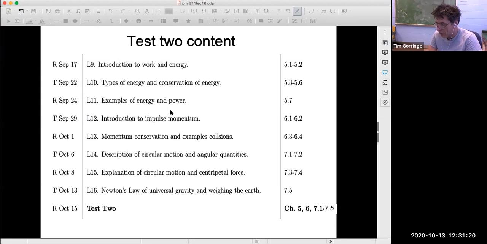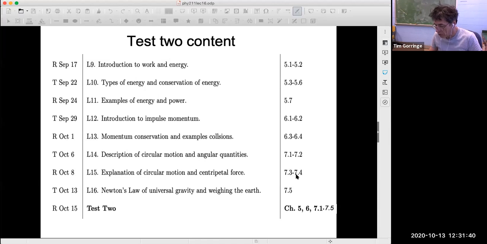So it's the material on chapter 5, which was work and energy. It's the material on chapter 6, which was impulse and momentum. And it's the material we're covering now on circular motion and universal gravity.